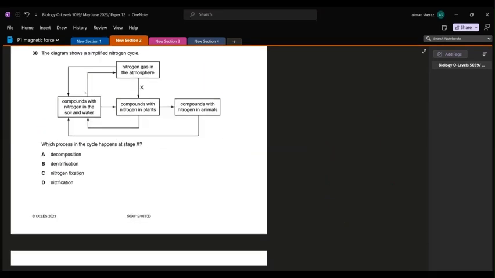Question number 38. The diagram shows a simplified nitrogen cycle. Which process in the cycle happens at stage X? Now this is stage X, this arrow. You should remember that whenever the nitrogen gas in the atmosphere makes compounds with nitrogen in plants, it's always nitrogen fixation. But whenever it's directly the arrows coming from nitrogen gas in the atmosphere, it's always nitrogen fixation, whether it's done by lightning, which is the source of nitrogen, or whether it's done by nitrogen fixing bacteria. So it's option C.